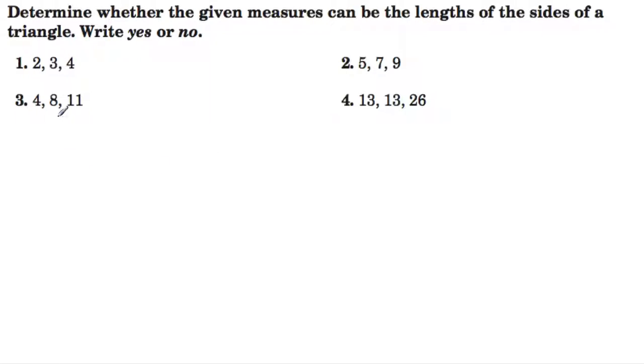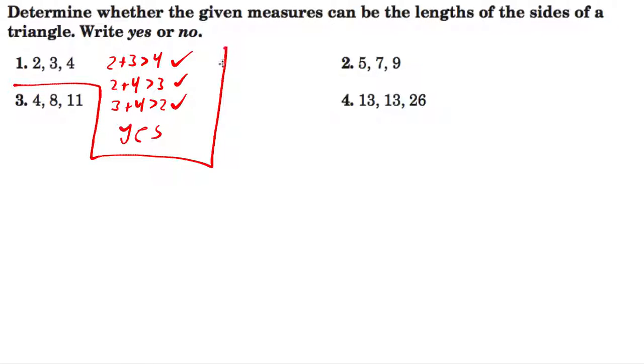Let's do the same situations here. So 2, 3, and 4. So 2 plus 3 is 5, which is greater than 4. That's true. 2 plus 4 is 6, which is greater than 3. That's true. And 3 plus 4 is 7, which is greater than 2. So yes, number 1 can be a triangle.